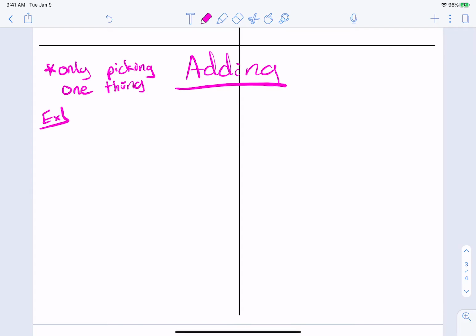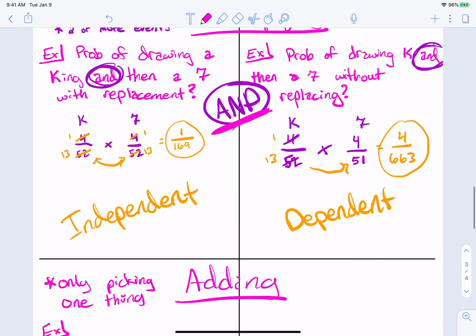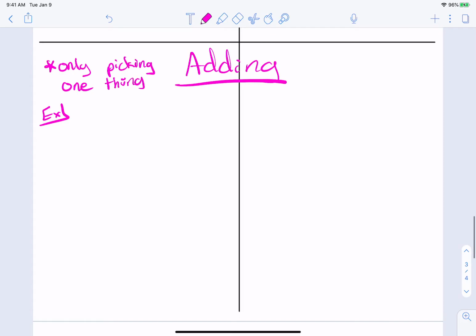Let's say, well, my scenario up here was the probability of drawing a king and then a 7. So I'm going to do probability of king or a 7. Okay? Now, if I'm doing king or a 7, how many cards am I actually drawing? 1. I'm only drawing one card. I want to know if that one card is a king or a 7. That's it. Okay? So, what I do here is I add them together.